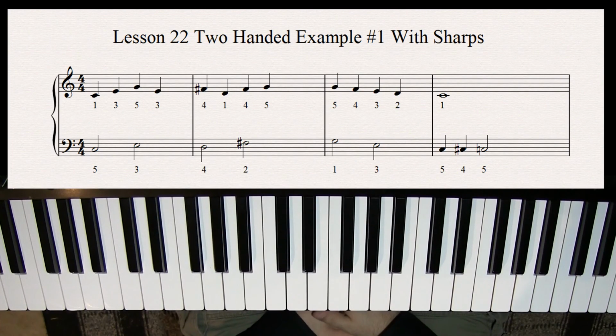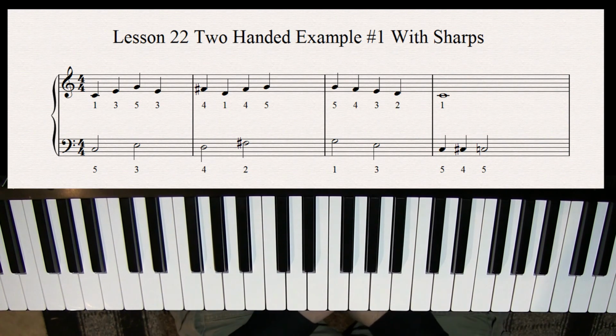Okay, back at the keyboard once again for lesson 22, of course. Today we have a tall order. We're going to do 4 examples here. Somebody left a comment asking when we were going to do two-handed examples using eighth notes, sharps, flats, and the rest that we've been talking about. And the answer to that question is today.